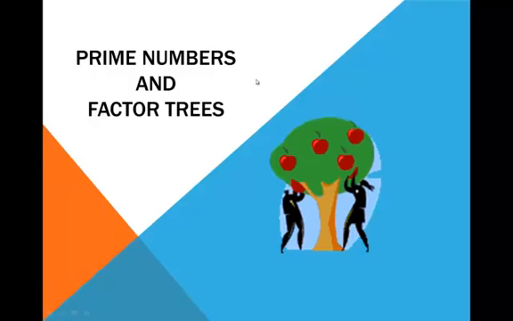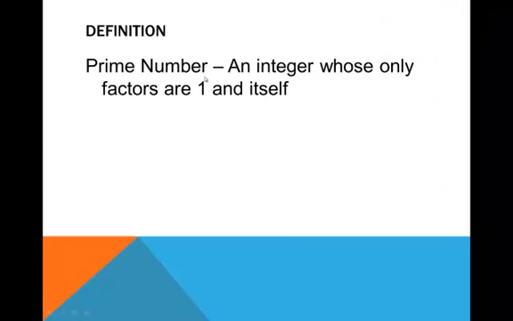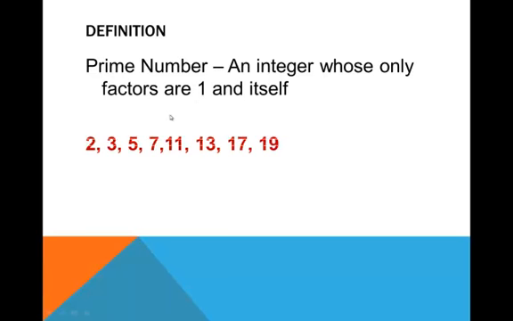In this video, I'm going to talk about prime numbers and factor trees. Now, a prime number can be defined as an integer whose only factors are 1 and itself. Now note, an integer is a whole number. It's not a decimal and it's not a fraction. An integer is a whole number, and the factors are 1 and itself in a prime number.